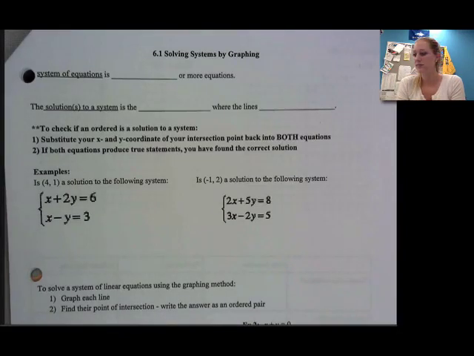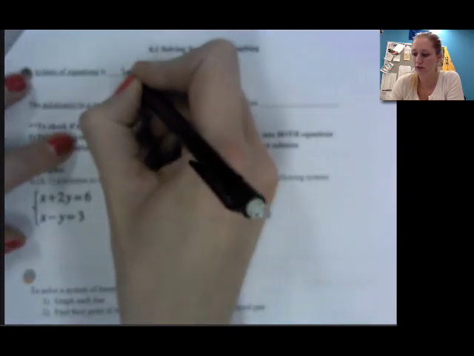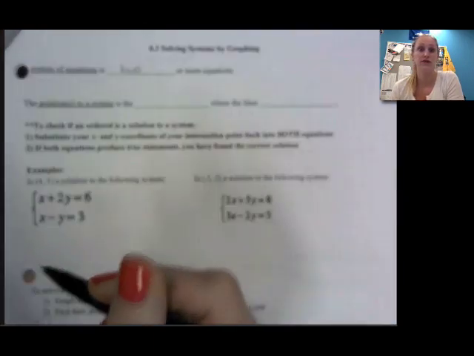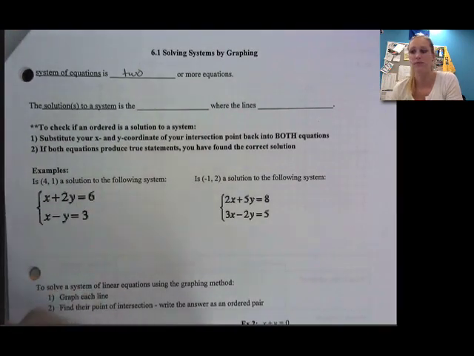Hey guys, this is the beginning of Module 6 and we're going to start talking about systems of linear equations. So what a system of equations is, it's just two or more equations. And the ones that we're going to work with in Algebra 1 are the ones that involve two equations. So when we are solving a system, we're going to come up with a solution. So what is a solution when I have two equations?